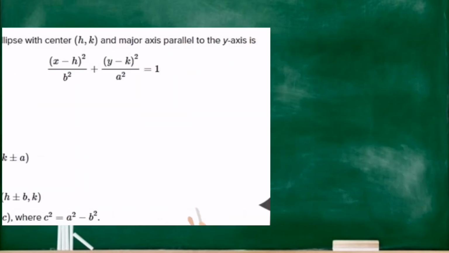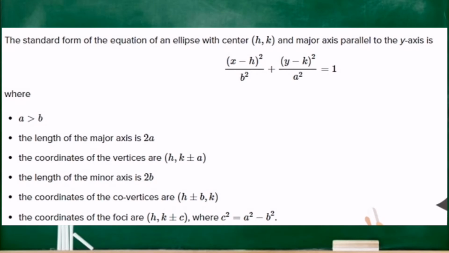If the major axis is parallel to the y-axis, the equation is (x minus h) squared over b squared plus (y minus k) squared over a squared equals 1, where a is also greater than b. And then the length of the major axis is also 2a, and the length of the minor axis is always 2b. The coordinates of the vertices are (h, k ± a), and then the coordinates of the co-vertices are (h ± b, k). The coordinates of the foci are (h, k ± c), where c squared is equal to a squared minus b squared.